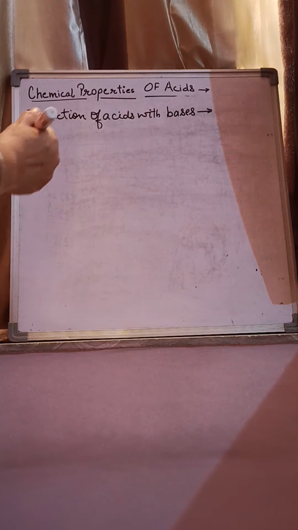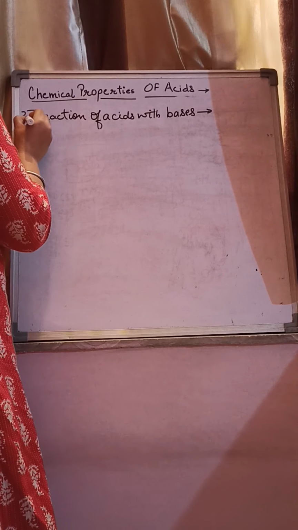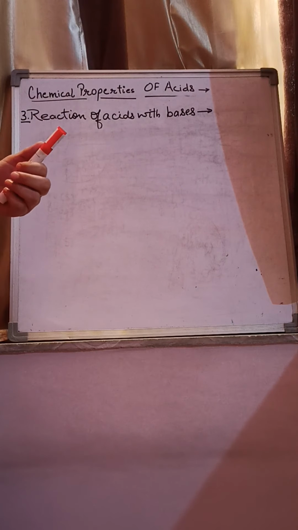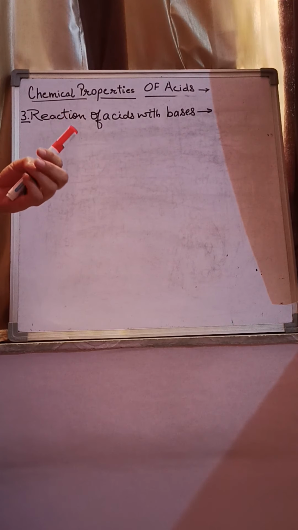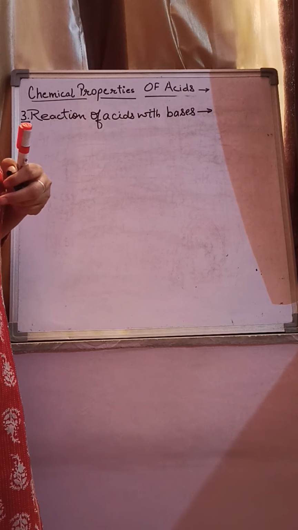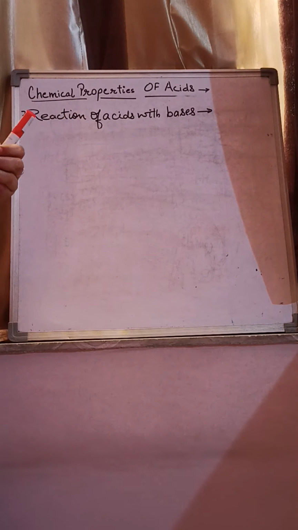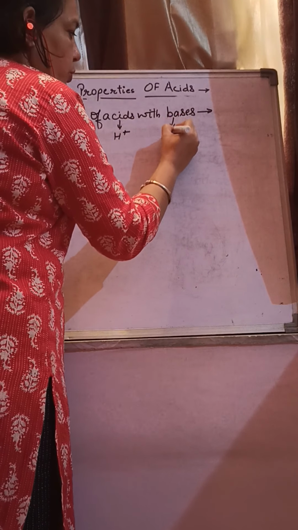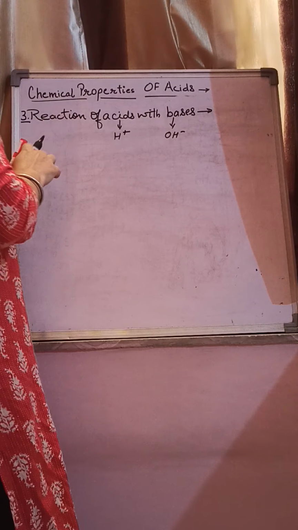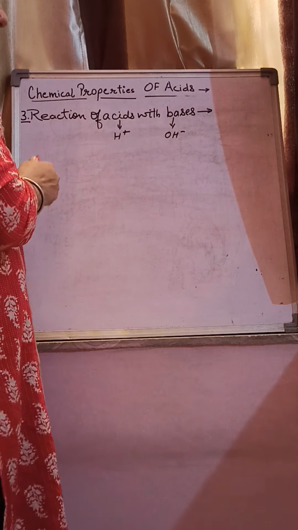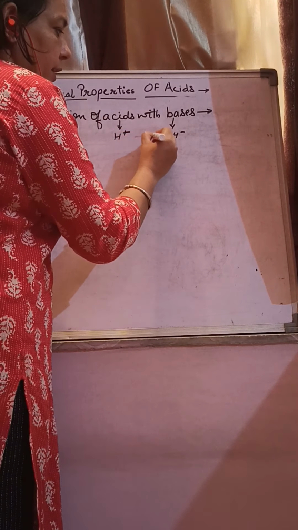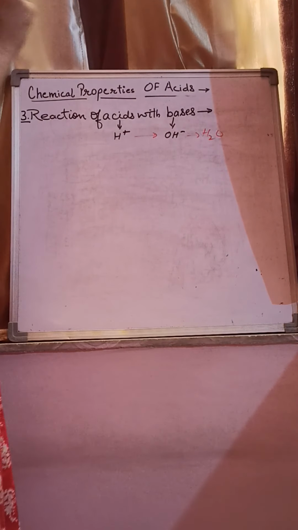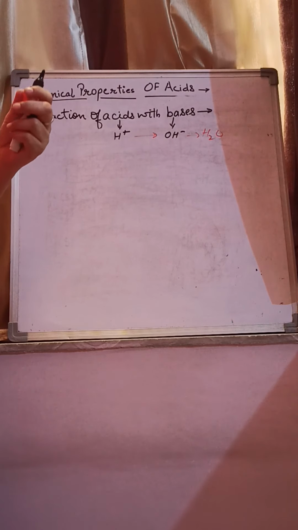Now we will discuss the third property of acid. What happens when acids react with bases? As we know, acids are sour in taste, bases are bitter in taste. Acids produce H plus ions in aqueous solution and bases produce OH minus ions. So what happens when we mix these two? Obviously these H plus ions will react with OH minus ions and there is a formation of water. So water is one of the products when acids mix with bases.